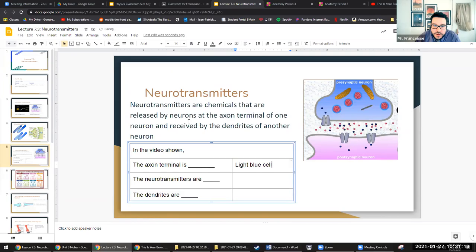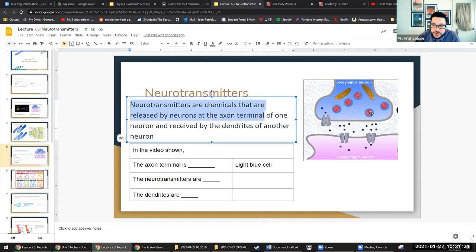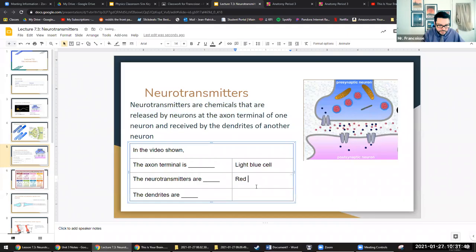Because this is where our neurotransmitters are released. They say the neurotransmitters are chemicals that are released by the axon terminal. So this one here is letting them go into the space between it, right? So this would be our axon terminal. Our neurotransmitters are these red circles that move into the space. Or if you said pink dots, that's fine. It's another way to look at it.